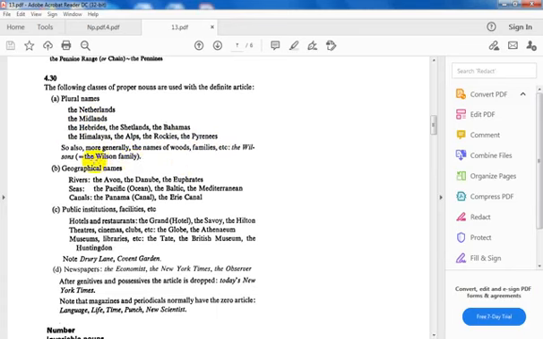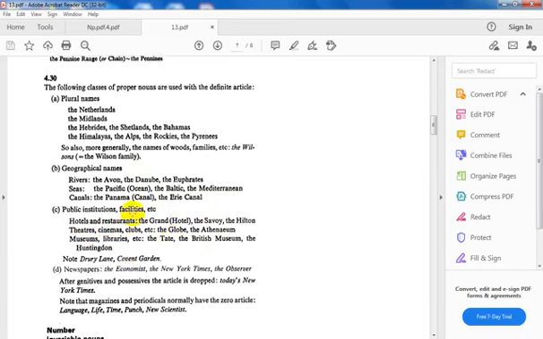more generally, the names of families, like the Wilsons. Geographical names: the Avon, the Danube, the Euphrates. Of course the Euphrates takes the, but Tigris does not, without the. The Pacific, the Baltic, the Mediterranean, canals like the Panama and the Erie Canal. Public institutions and facilities, hotels like the Grand Hotel, the Savoy, the Hilton, the Theatre, and so on.